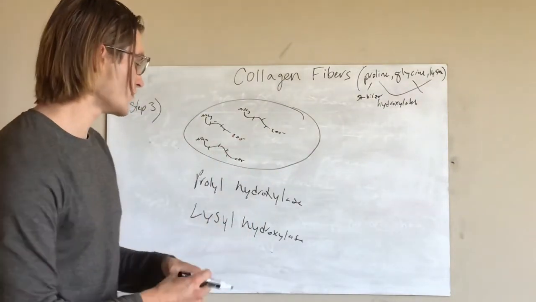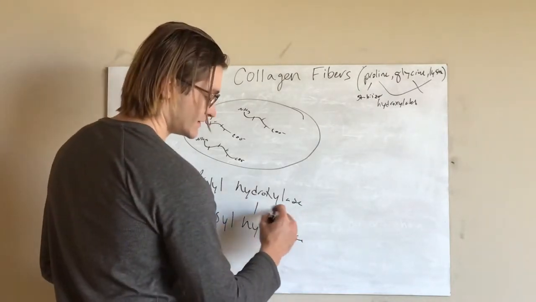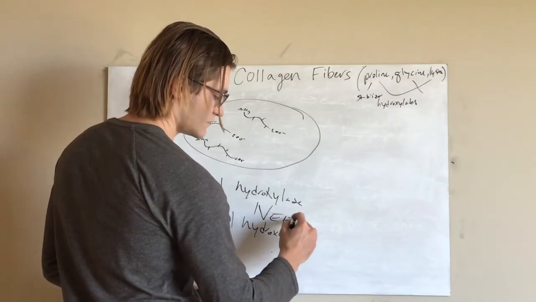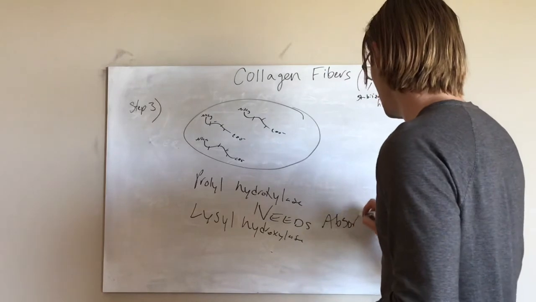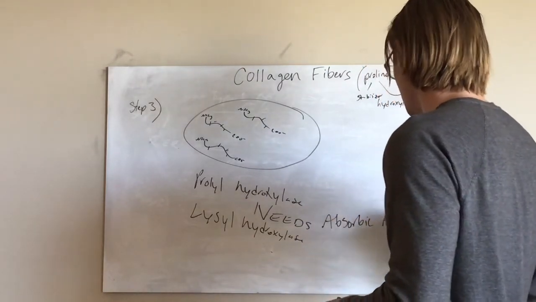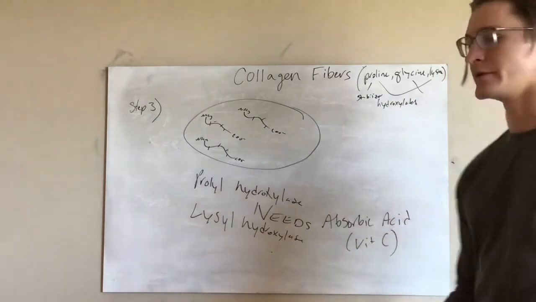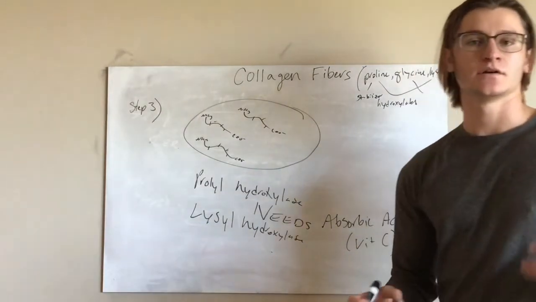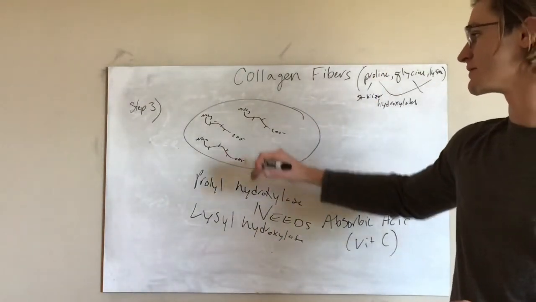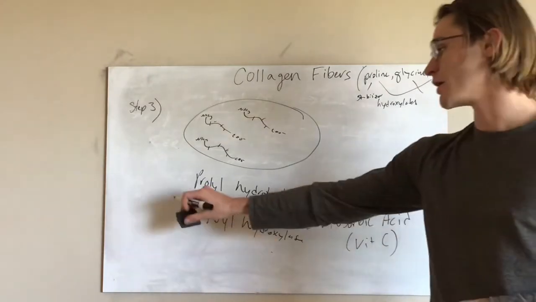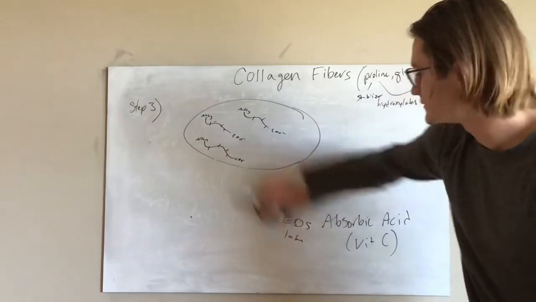So in step 4, however, one more key detail also, this needs ascorbic acid. Ascorbic acid. Common name for that is vitamin C. So where do we get our vitamin C? We get it from oranges. It's just a vitamin that we need to hydroxylate our prolines and our lysines by our prolyl hydroxylase and our lysyl hydroxylase. So that's about done there.